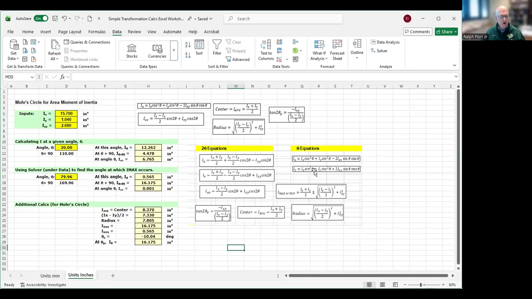The equations are all programmed in here. You can use this to help set up Mohr's circle. You can use this to check your answers. And again, like I showed you, there are worksheets available to you as well on the OneDrive or on the website. So these are tools that you can use.